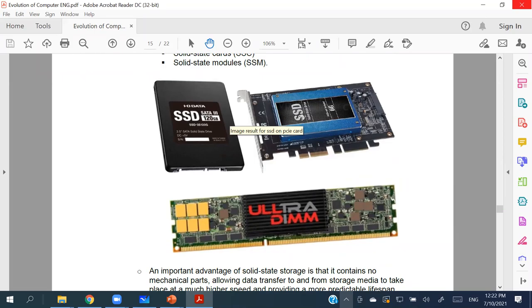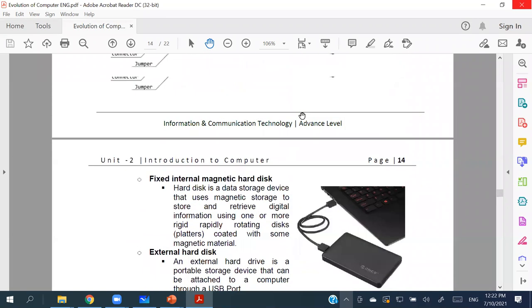So you can directly fit them onto a port on the motherboard.